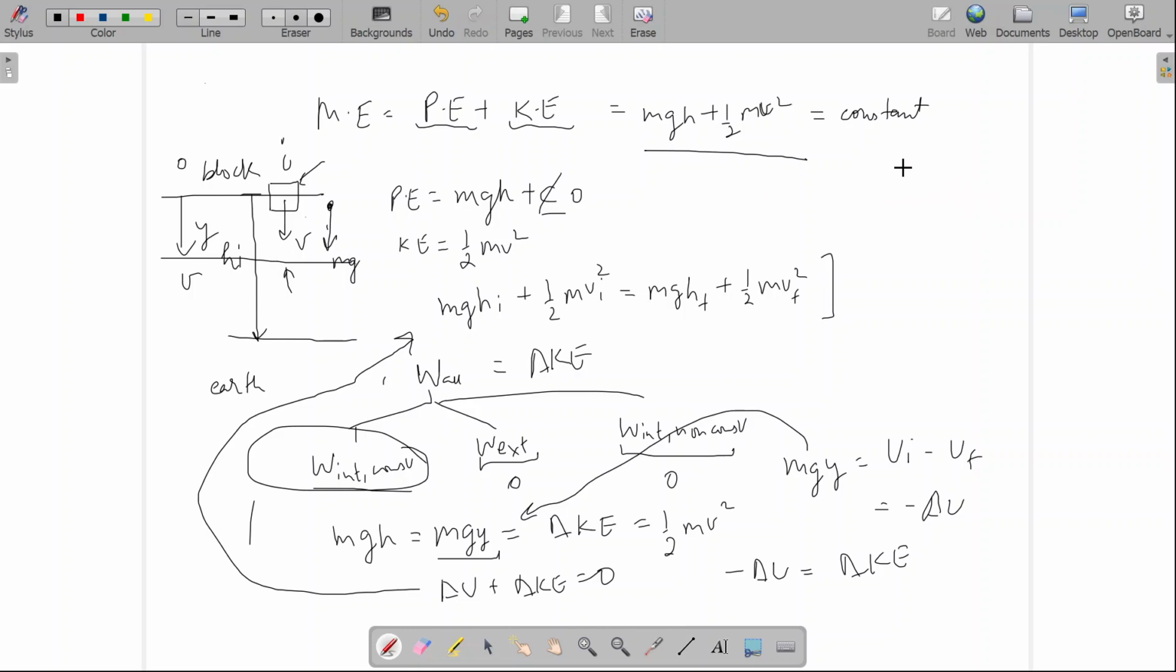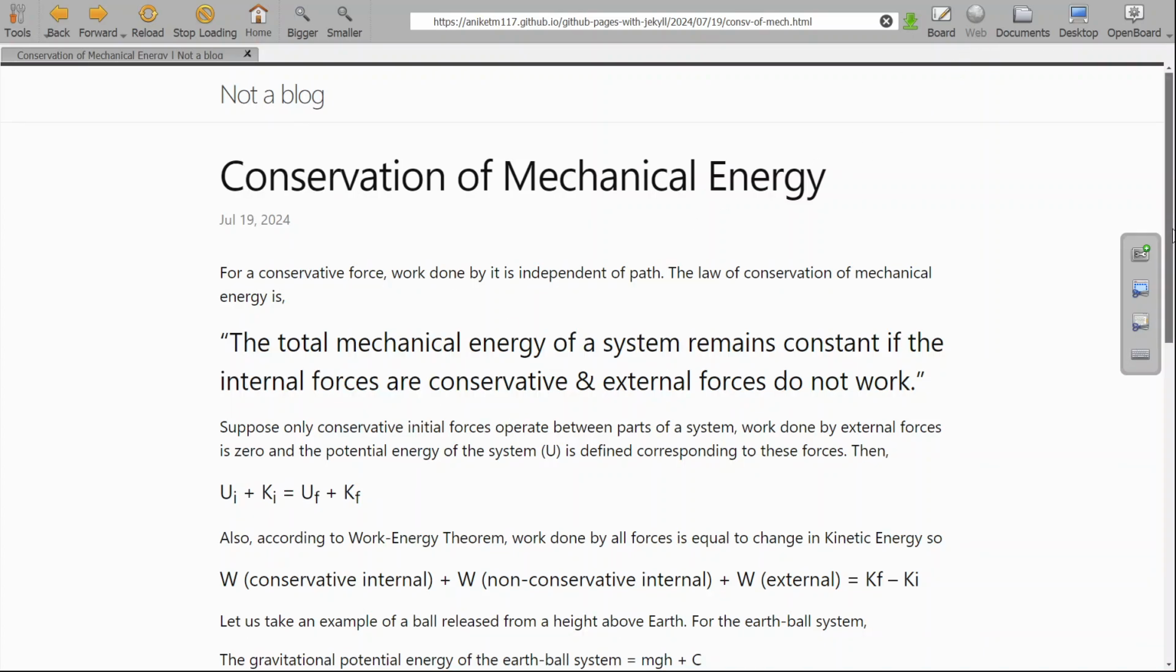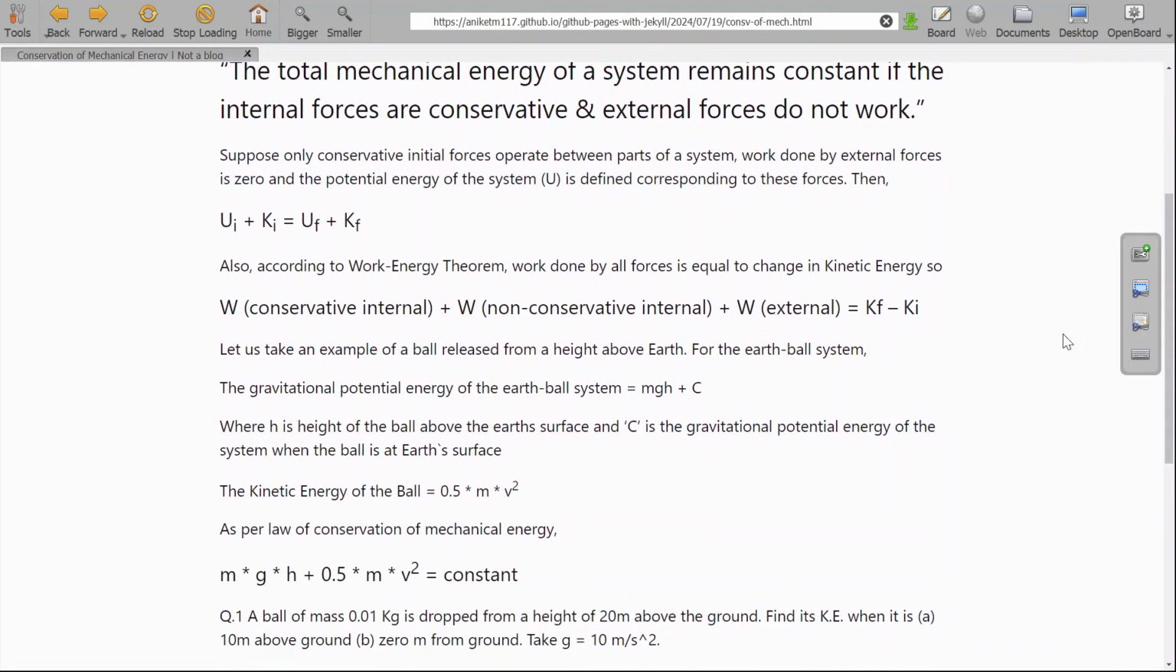So after doing all these calculations, what is our conclusion to our theory? The conclusion is we have an expression called mechanical energy, and that mechanical energy is nothing but the sum of the potential energy and kinetic energy, and it remains a constant when internal forces are conservative in nature and external forces do not work. So this is the case in most of our examples. So this is what we said.